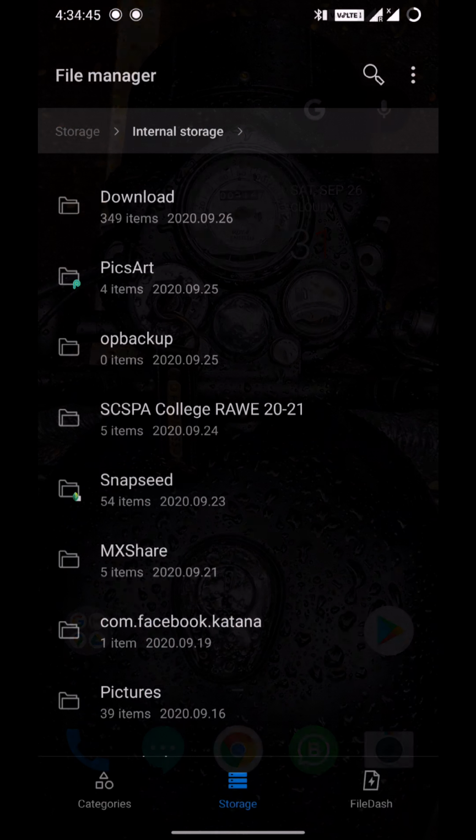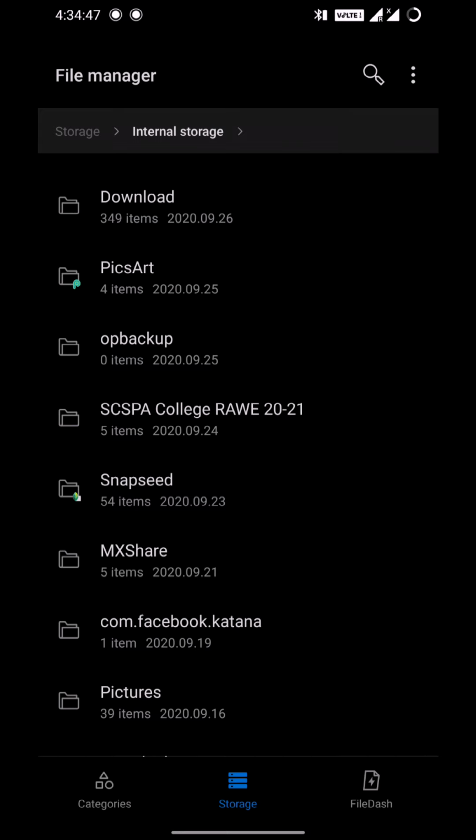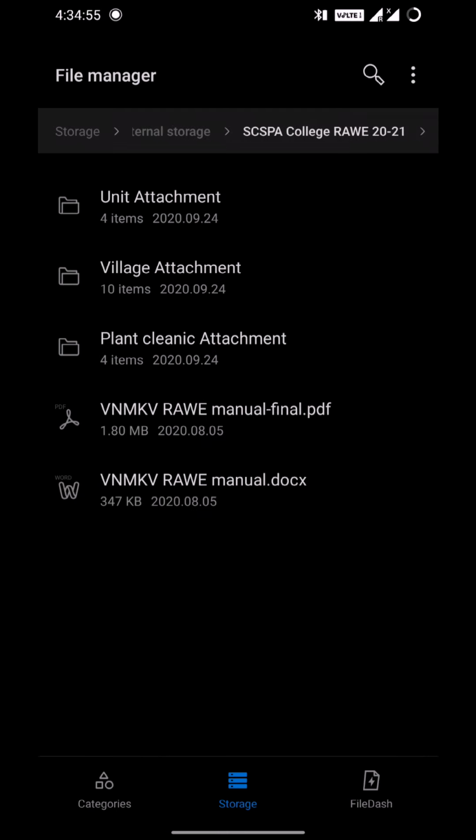I have created a folder named SCSP College RAWE 2021, which will help me in searching easily in the search bar. In that folder, I have divided the entire RAWE into mainly three portions: village attachment, plant clinic attachment, and unit attachment so far, and there is also an additional industrial attachment.